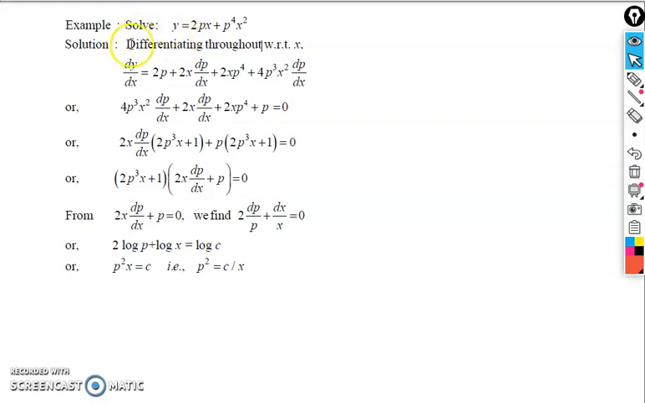On the left hand side, y becomes dy/dx. When we differentiate 2px, we get 2p plus 2x dp/dx. When we differentiate p to the power 4 x square, we get 2x p to the power 4, and the differentiation of p to the power 4 becomes 4p cubed dp/dx, with x square unchanged. Here we write all the terms which contain dp/dx.